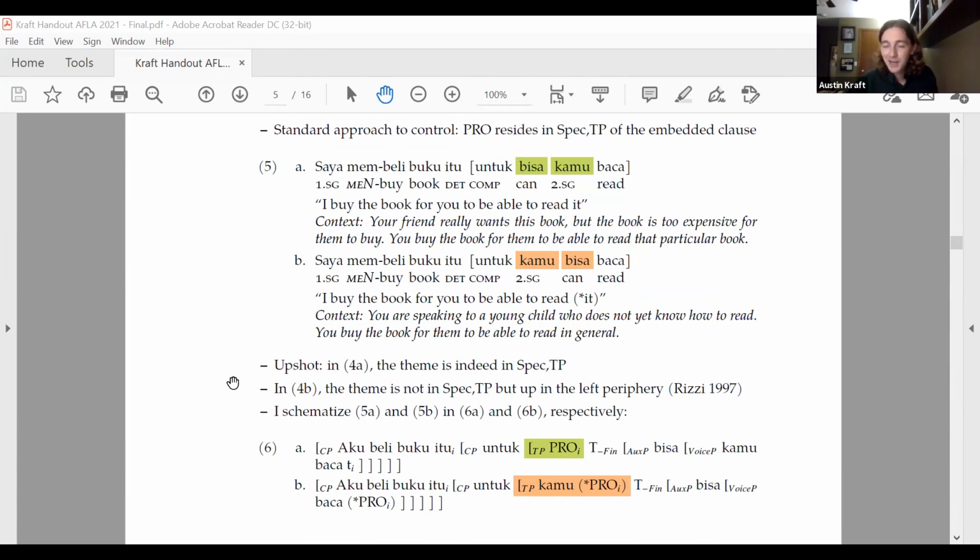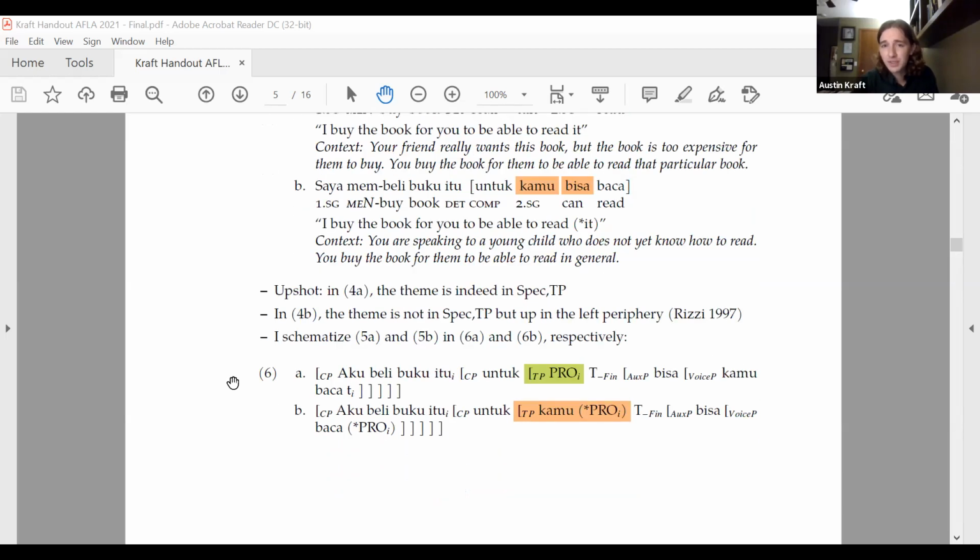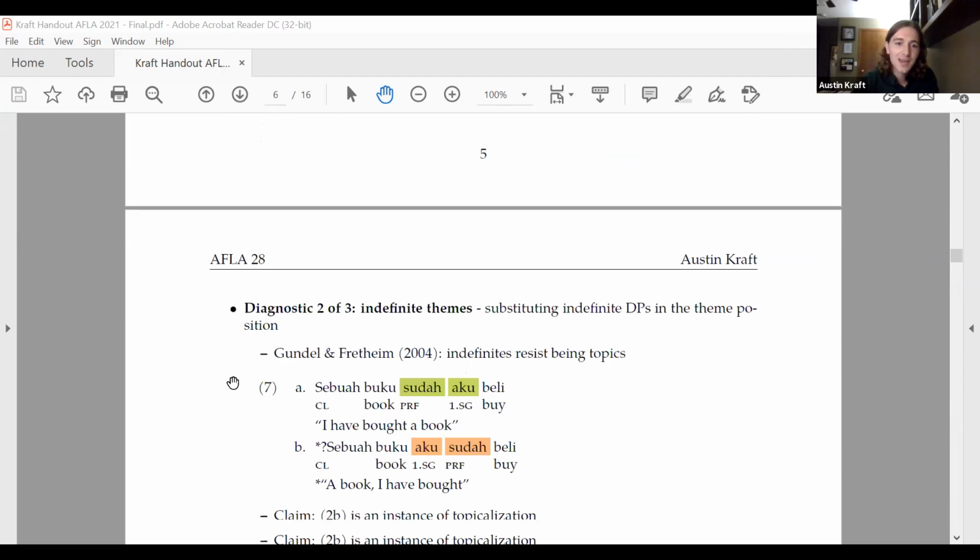I'd be happy to get into some further discussion of the schematics during the question period, for those interested in the technical side of how these interpretations bear out in the structural analysis.